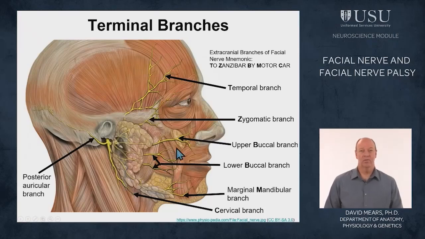Of course, those are the terminal branches. You saw these in the lecture on the face. The mnemonic for these is "to Zanzibar by motor car" for these 5 branches, which are purely motor, streaming across the face to innervate muscles of facial expression.